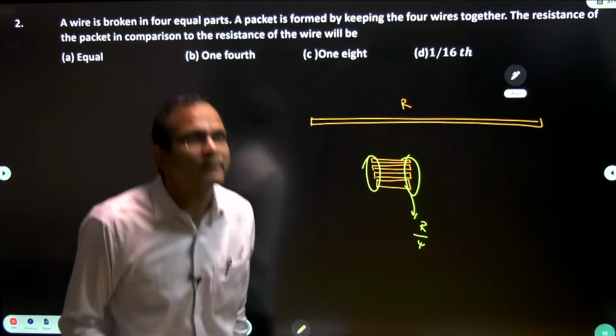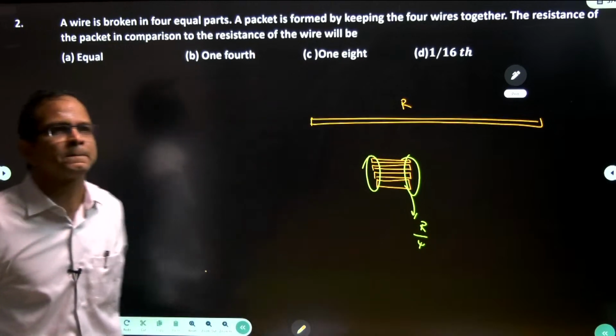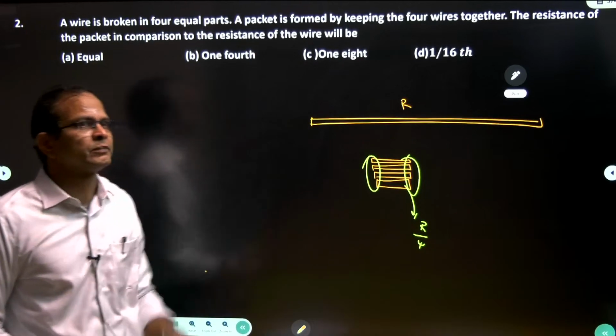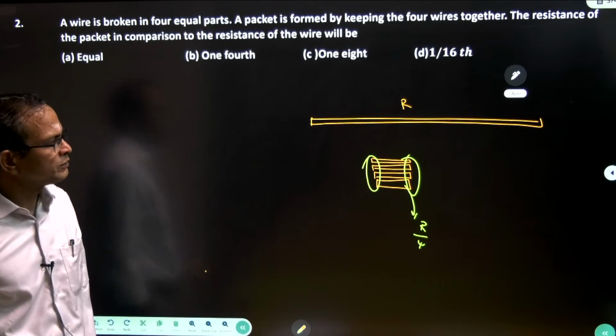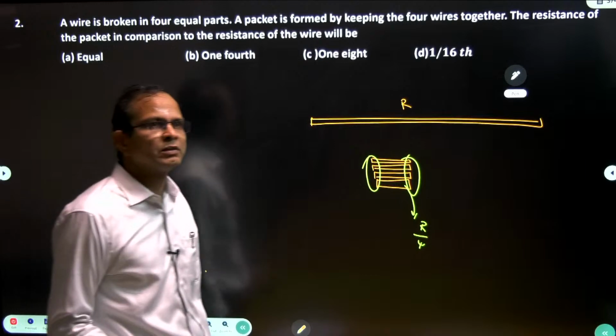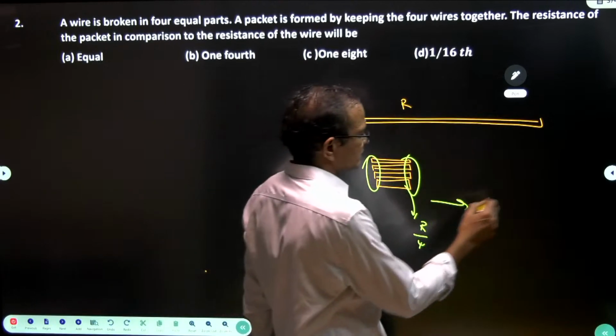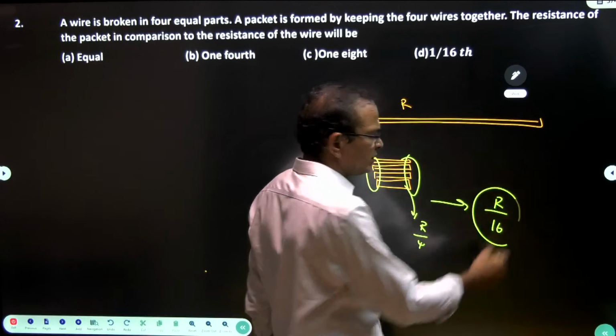R by 16. Sir, I have a doubt, sir. Why is it R by 4, sir? When you... R by 16. Yes, R by 16 is the ultimate answer. Why? I'll explain.